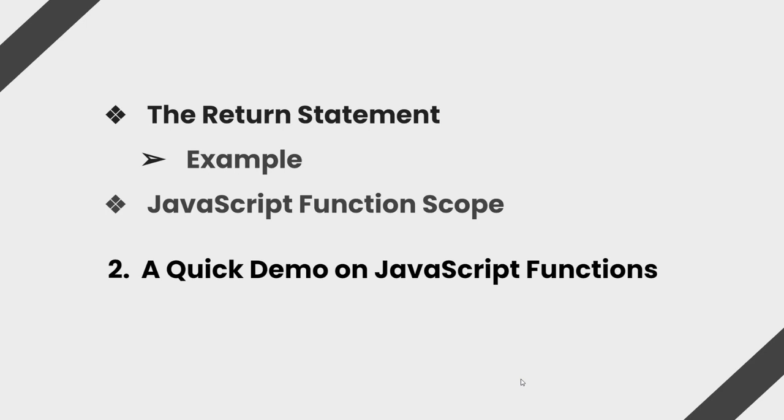Now, lastly, we'll look into JavaScript function scope. Here we'll see how the scope of the function works regarding local variables and global variables. And lastly, as you all know, we always end the class with a quick demo on what we've done so far. So we definitely have something on JavaScript functions when we get to our VS Code. Okay, so let's just begin.